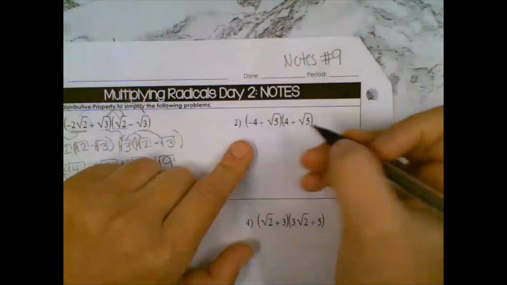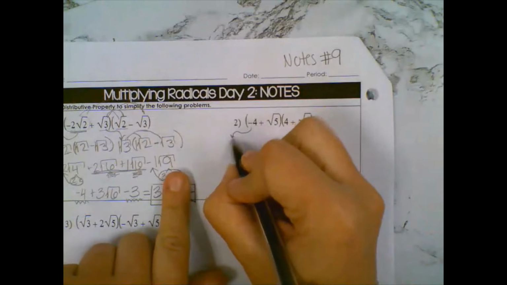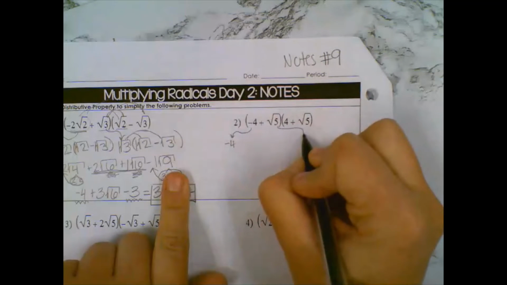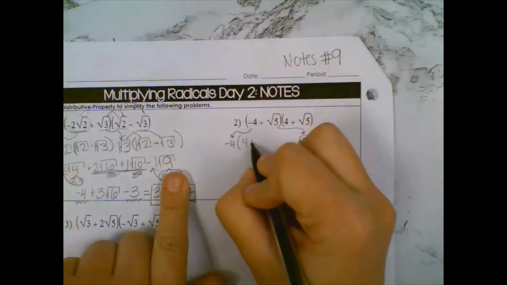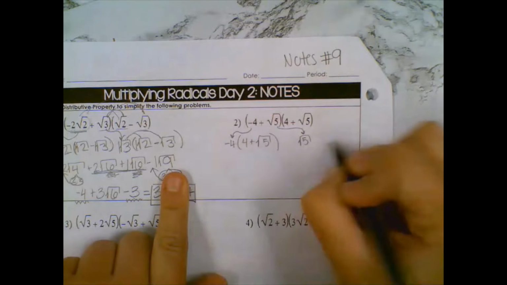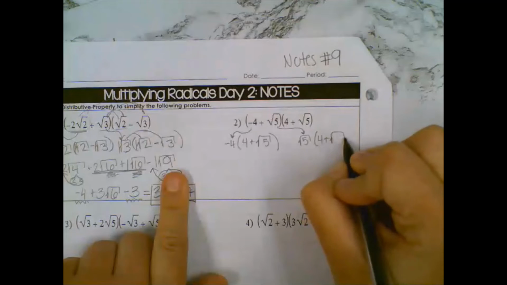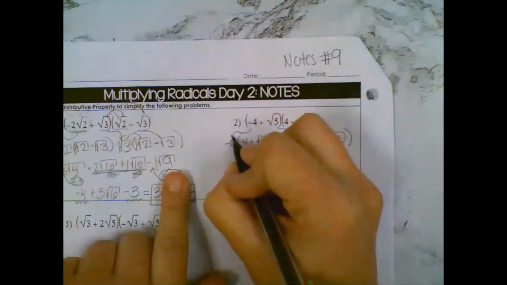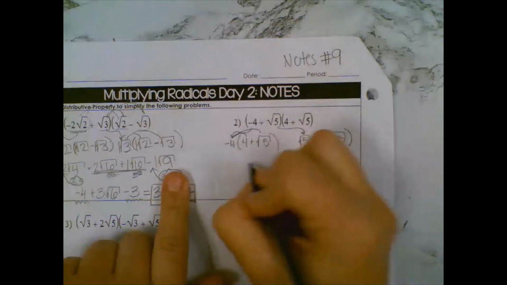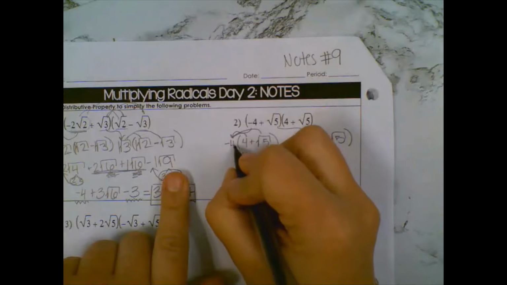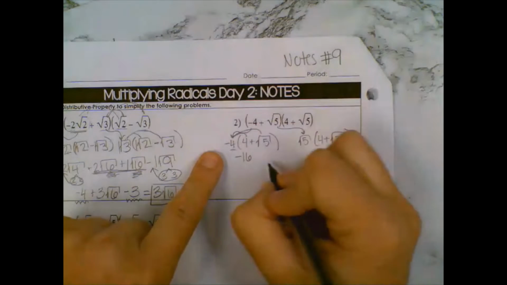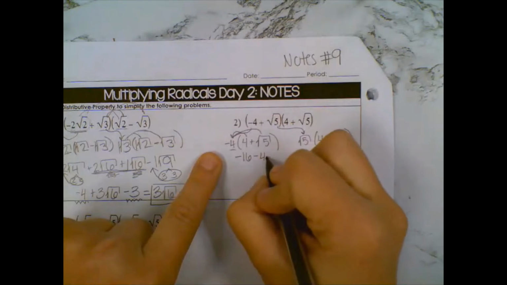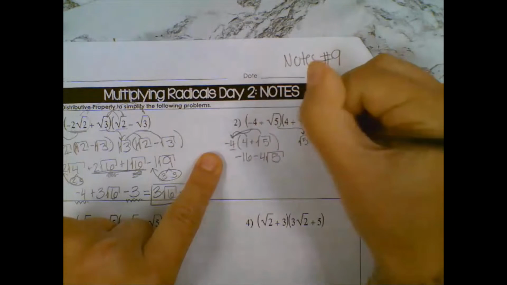Okay, same thing. Break apart the first one, so -4 root 5. Stick the second behind, so 4 plus root 5, 4 plus root 5. Distribute. -4 times 4 is -16. Remember, this is an outside. If you don't see a radical, it is the outside. So I'm going to get -4 root 5.